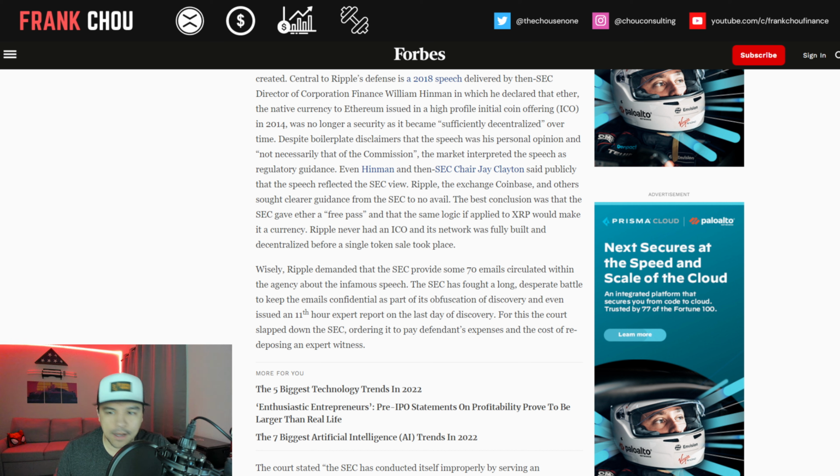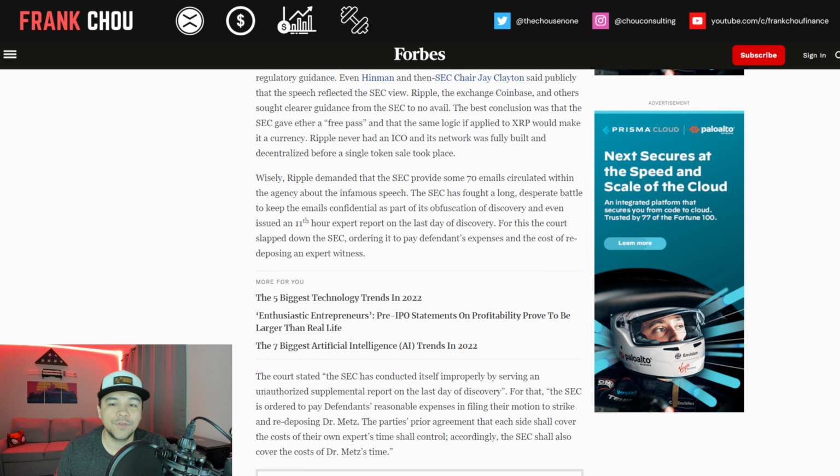Ripple never had an ICO, and its network was fully built and decentralized before a single token sale took place. Wisely, Ripple demanded that the SEC provide some 70 emails circulated within the agency about the infamous speech. The SEC has fought a long, desperate battle to keep the emails confidential as part of its obfuscation of discovery and even issued an 11th-hour expert report on the last day of discovery.